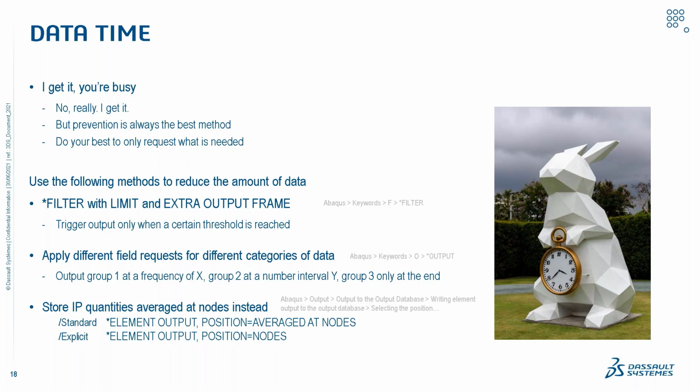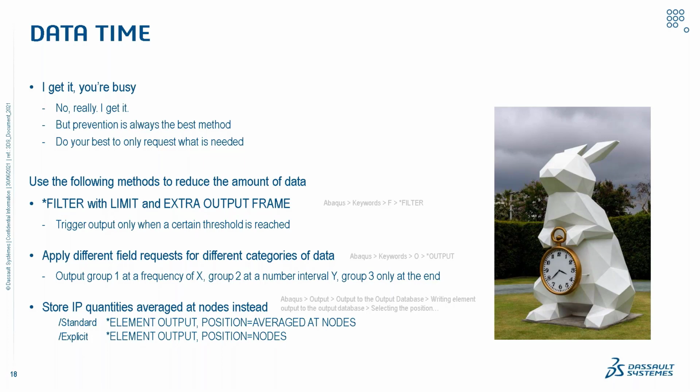And you may have a group that you only need at the end, so you want to look at the final displacement of everything. So instead of having displacement 100 times, you may only need it 1 time at the very end. Or the same with the contact status or the element energies or something.